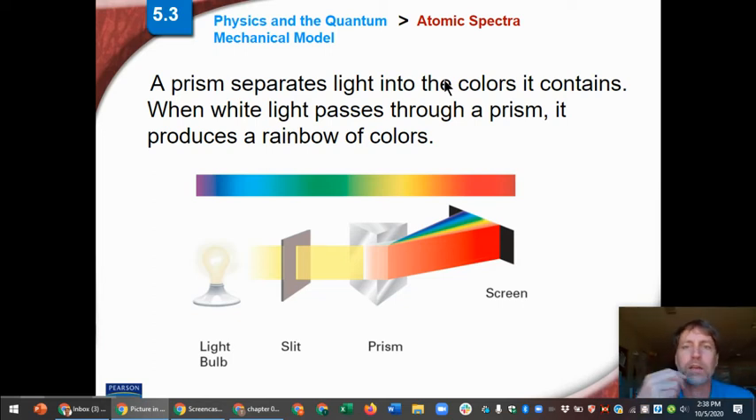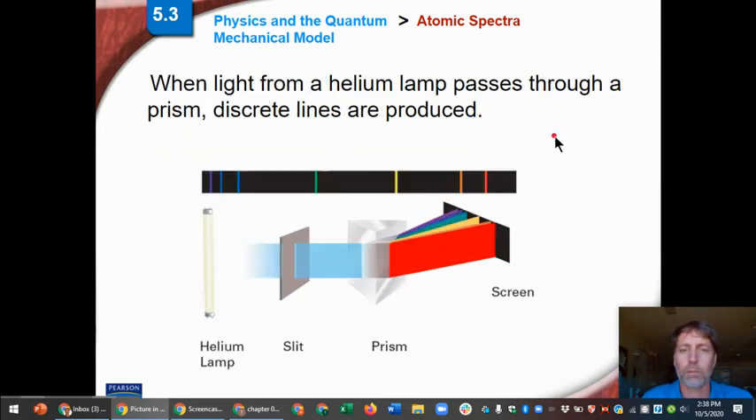A prism separates light into the colors it contains. So when white light passes through a prism, it changes into the different colors of the rainbow, ROYGBIV, as you've learned. Red being the longest wavelength, and ultraviolet being the shortest wavelength of the rainbow colors.